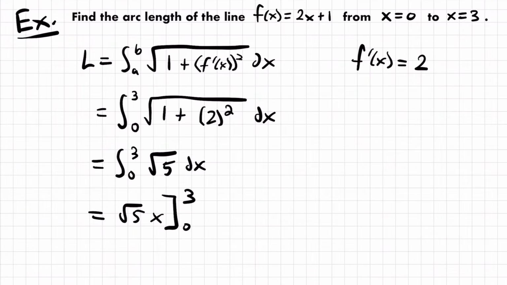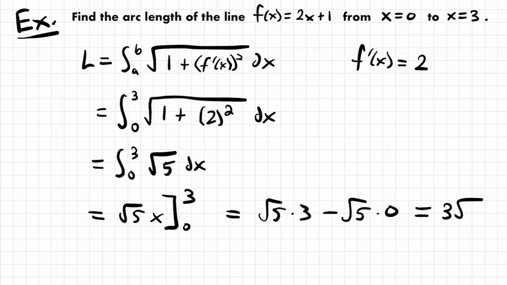And so now, all we have to do is plug 3 into this expression and then subtract plugging 0 into this expression. And so this will be equal to the square root of 5 times 3 minus the square root of 5 times 0. And the square root of 5 times 0 is 0, and so our final answer is that the arc length is equal to 3 times the square root of 5. That is the arc length of f of x from x equals 0 to x equals 3. All right, let's look at another example.